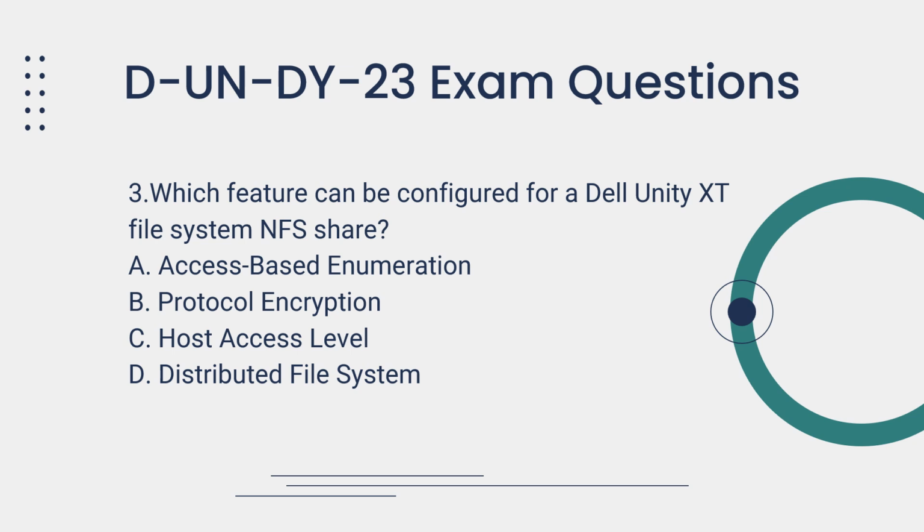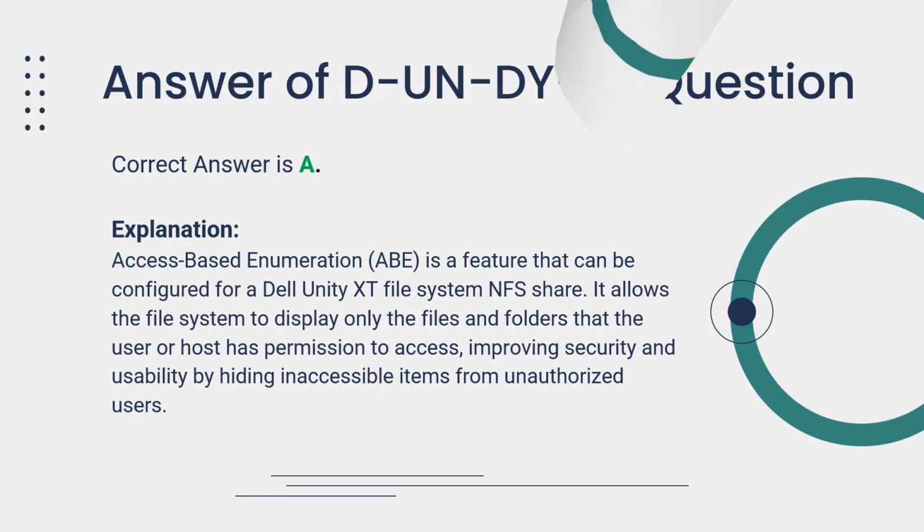Which feature can be configured for a Dell Unity XT file system NFS share? A. Access-based enumeration. B. Protocol encryption. C. Host access level. D. Distributed file system. Correct answer is A.